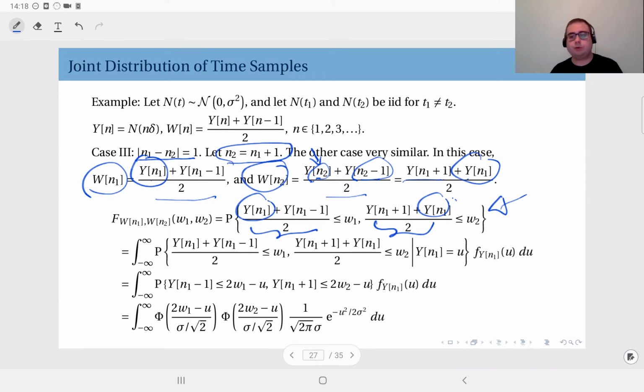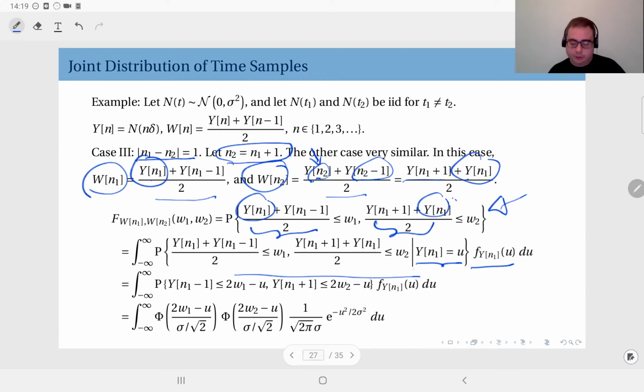Apply the law of total probability, condition this joint probability on the value of yn1, and I know that y of n1 is a Gaussian. It's a zero mean and variance sigma square Gaussian. So this conditional probability multiplied by the PDF of yn1, which is Gaussian, integrate over the entire real line.